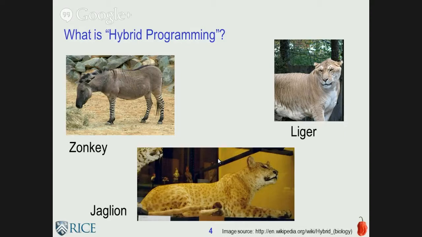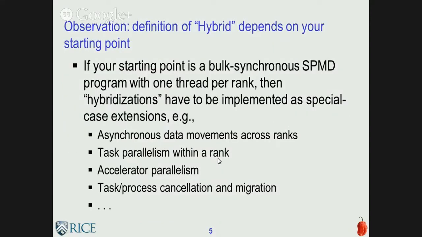rather than a one-off demonstration. I think what is considered to be hybrid depends on where you start. If you start with a very limited model, let's say bulk synchronous SPMD, the notion of a fixed number of ranks, then many things turn out to be viewed as hybridization, even asynchronous data movement, or task parallelism within the rank, or adding accelerators, or trying to do migration. These all appear to be extensions that are somewhat different from your starting point, and then you have to work on kind of banging heads together to make it all work.